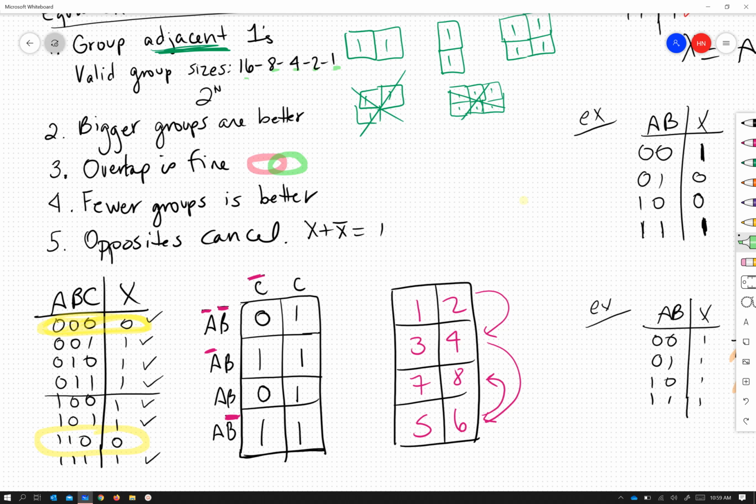So as you can see here, I can see a group of adjacent ones in this entire vertical column. And look, I captured most of the ones already. If I look at this one right here, I can group it in a group of 2. And overlap is fine as long as it's not like one inside of the other. And this last one, I can group it right there.